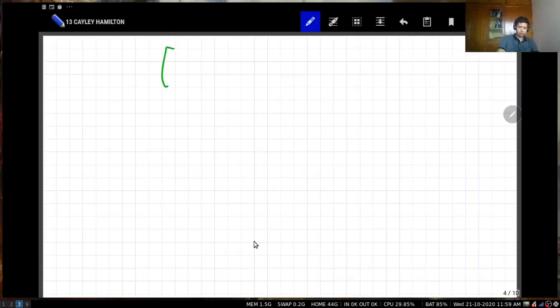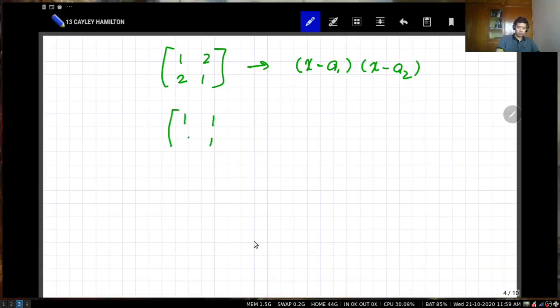Let's take, for example, the matrix 1 1 2 2. Find the characteristic polynomial of this. You'll see that the characteristic polynomial factorizes into x minus a1 times x minus a2. So this will be a polynomial which does not have any repeated roots. Okay, so the roots would be distinct.